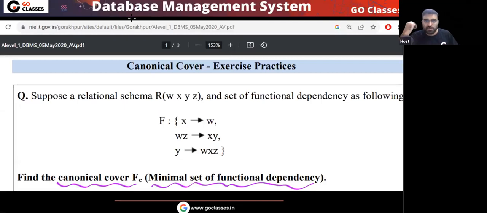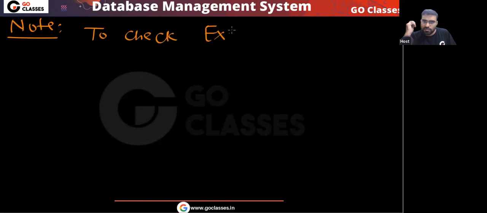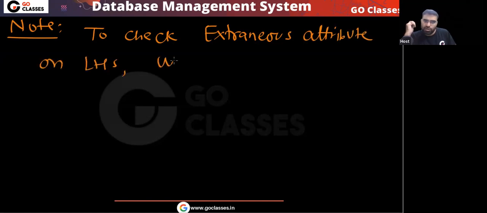But if you notice one thing, for extraneous attribute, you don't need single attribute on RHS, right? Yes or no? Okay, to check extraneous attribute on LHS, we don't need single attribute on RHS. Okay, that requirement we don't have.